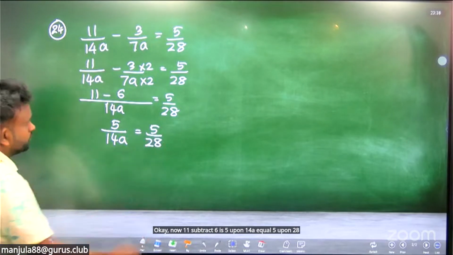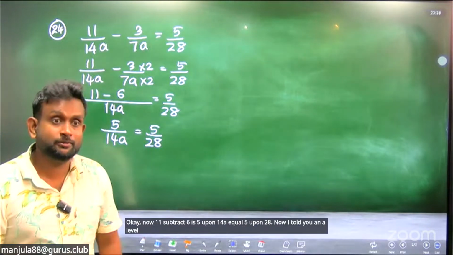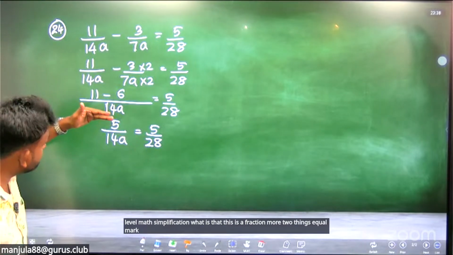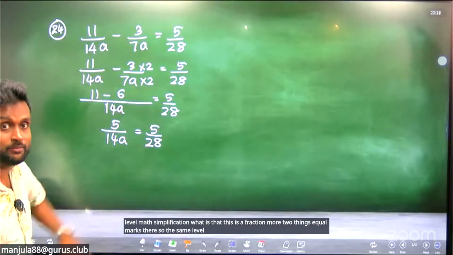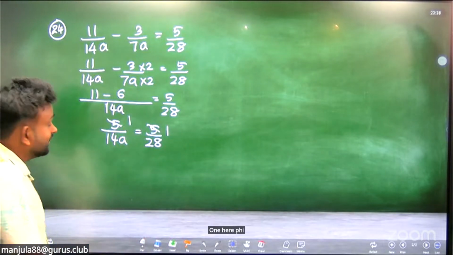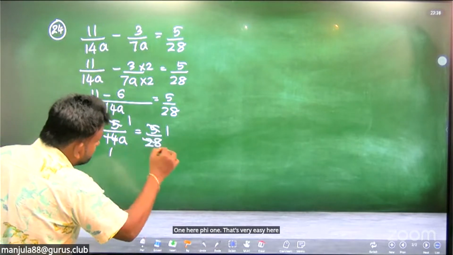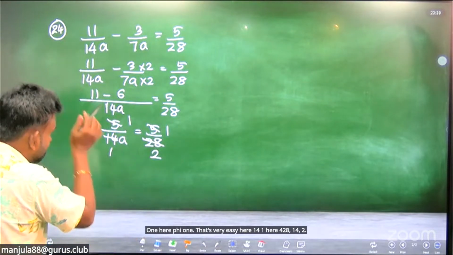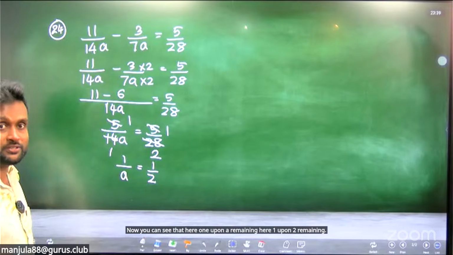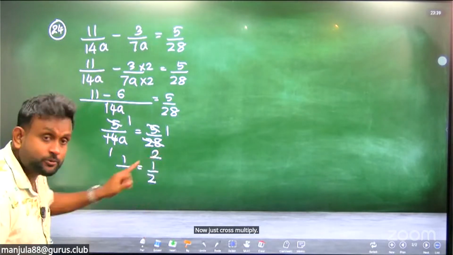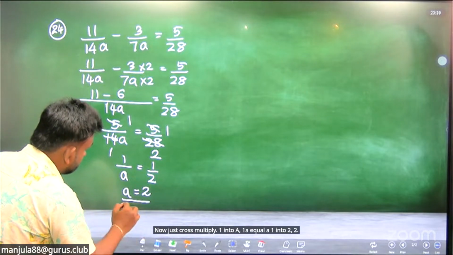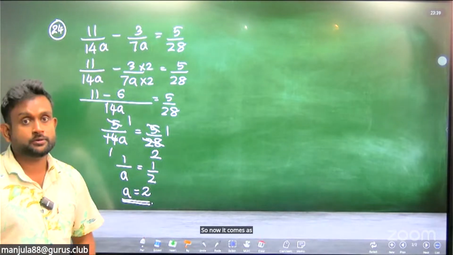Now I told you an A-level math simplification. What is that? This is a fraction on both sides of the equal mark, so at the same level on both sides you can simplify. Here 5, 1, here 5, 1. That's very easy. Here 14, 1, here for 28, 14, 2. Now you can see that 1 upon a remains, and 1 upon 2 remains. Now just cross multiply. 1 into a is a, 1 into 2 is 2. So now it comes as a equal to 2.